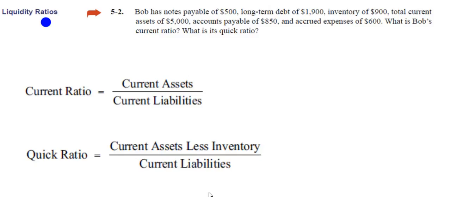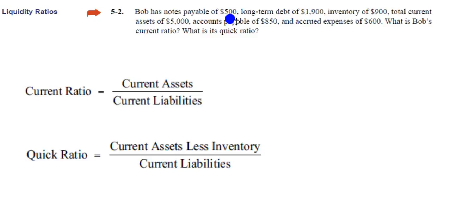Going back to our problem, we simply want to look at the ratio of current assets over current liabilities. So if we look at our scenario here, Bob has total current assets of $5,000. So that's going to be in the numerator of your ratio, or the top. In the bottom, we're going to need to add up three amounts. The first is the notes payable. That's part of your current liabilities, $500.